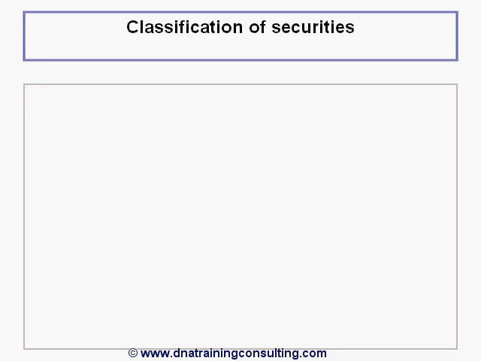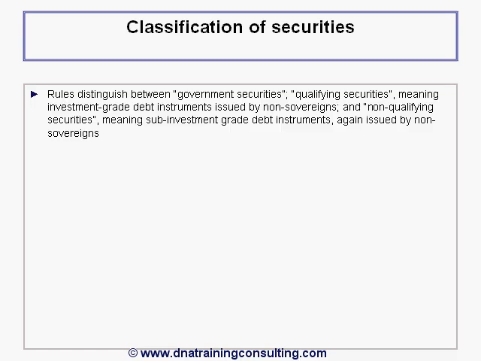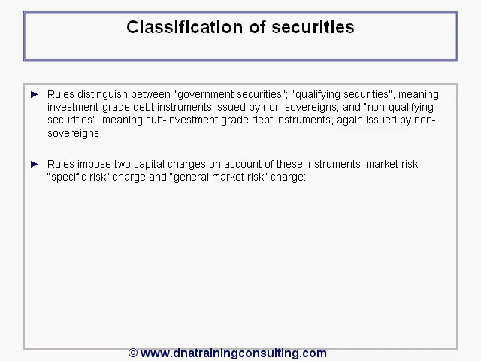In terms of credit quality, the rules distinguish between government securities, qualifying securities, defined as investment-grade debt instruments, i.e. rated BBB- and above, issued by non-sovereigns, and finally non-qualifying securities, defined as below investment-grade debt instruments, and again issued by non-sovereigns. Basel imposes two capital charges on account of the market risk of these instruments. The first capital charge required is a specific risk charge that reflects the credit risk specific to this instrument and issuer.